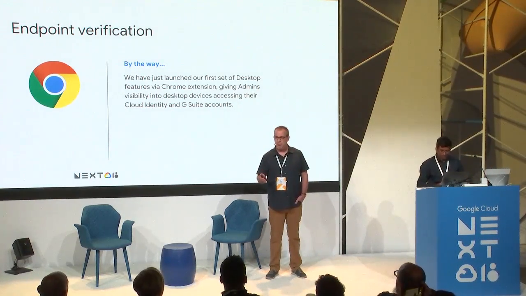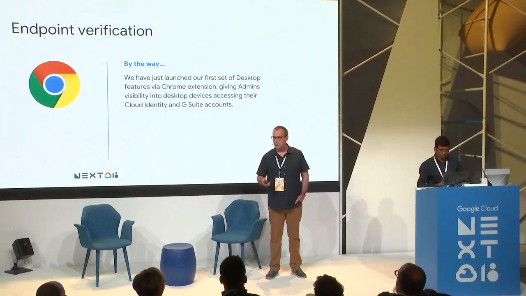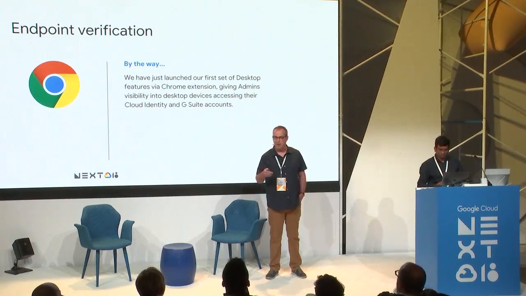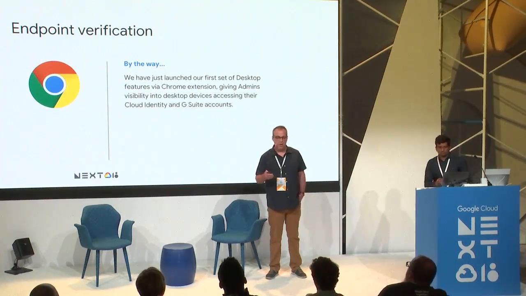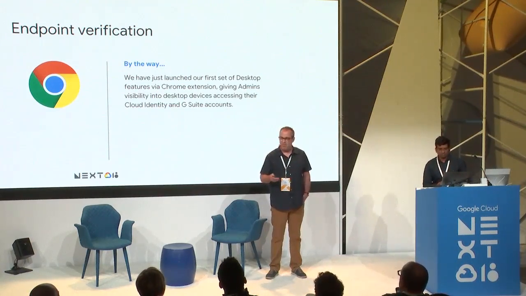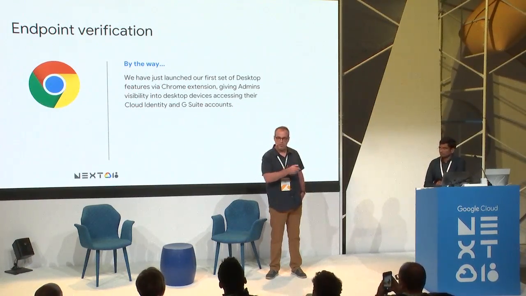So I know what you're saying. Brad, you've been talking about mobile the whole time, but the name of this session had endpoints in it. So what is that about? So we've recently launched endpoint verification. Endpoint verification is a Chrome extension that runs in Chrome that allows us to start to gather desktop information for end users who are accessing corporate data on a desktop machine. So it works on Windows, on Chrome OS, on Mac OS, and more to come. So I want to show you a little bit about what that's about, if we can switch over to the demo.